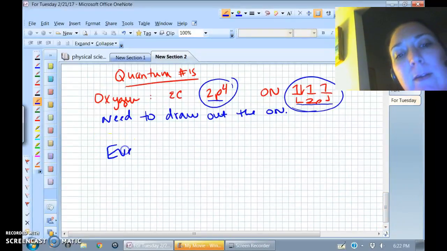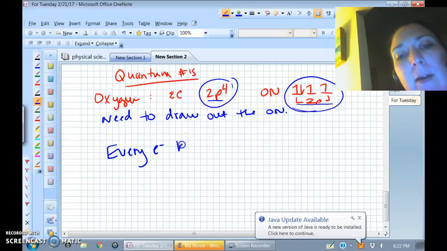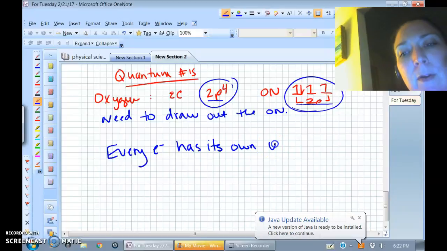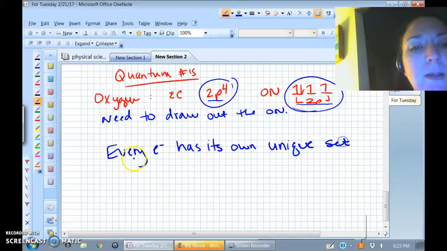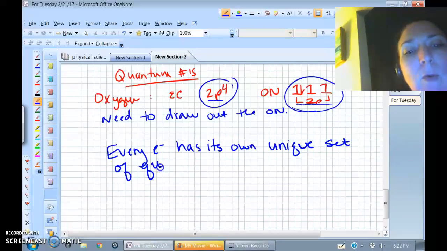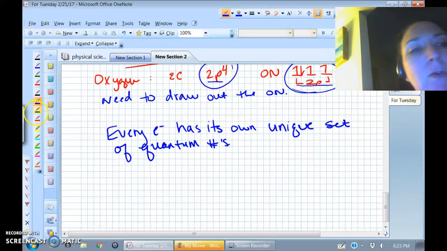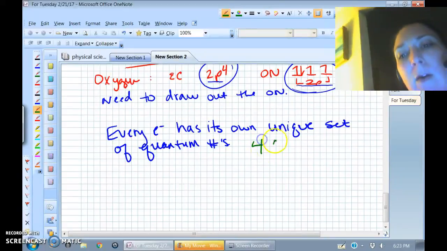Alright, and there's another little thing that you need to know, and that is that every electron has its own unique set of quantum numbers. Okay? And there are 4 quantum numbers.